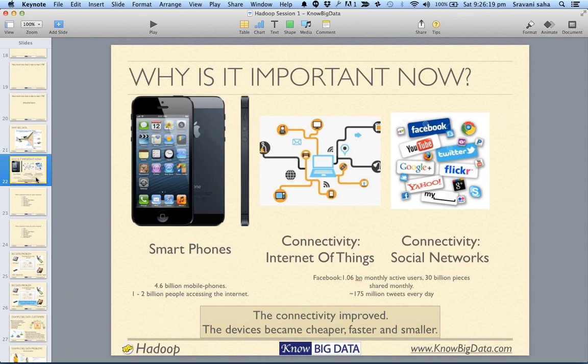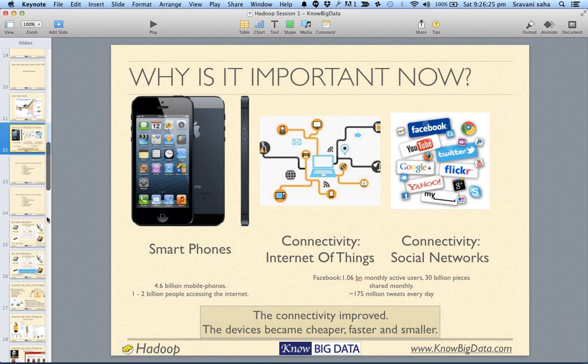I'll talk about this a little bit more later under the uses of big data. The simple answer is, when you have access to a lot of big data, you can do a lot of magic. All right, we will show you that part.